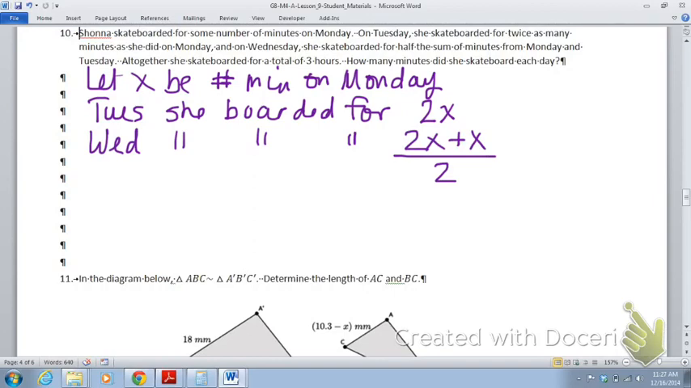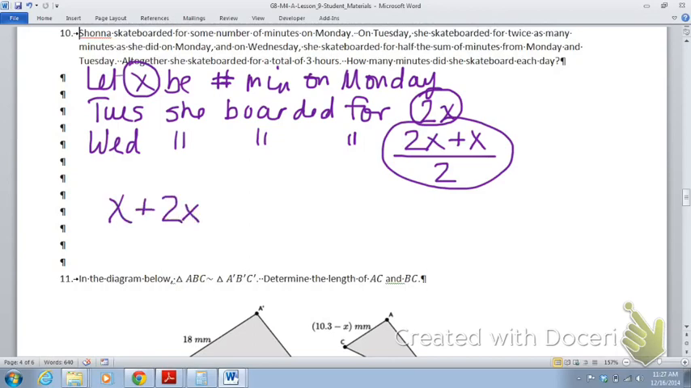So now we have three expressions. X is the number she skateboarded Monday, 2x on Tuesday, and then kind of 3x over 2 on Wednesday. So we can put that together because we know that she skateboarded for 3 hours. So we know that x plus 2x, there's Monday, plus Tuesday plus Wednesday, and I'm going to simplify Wednesday, that's 3x over 2, is equal to 3 hours.